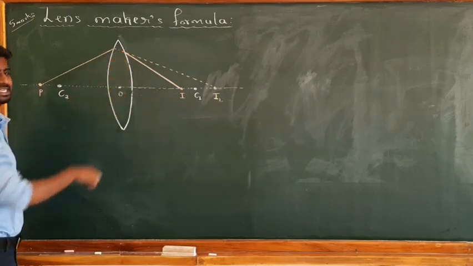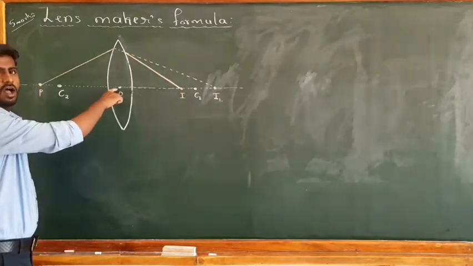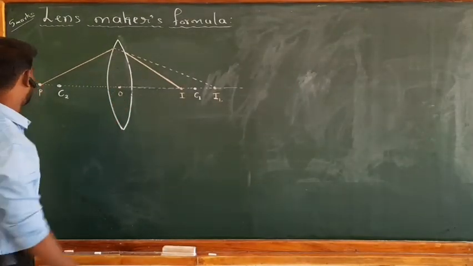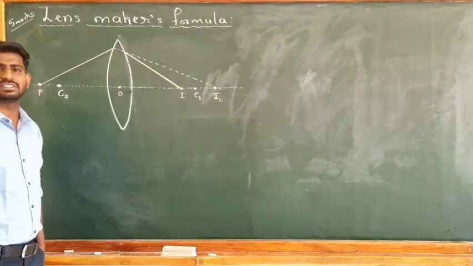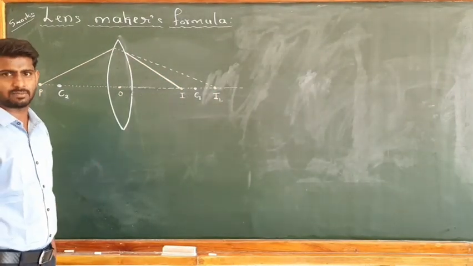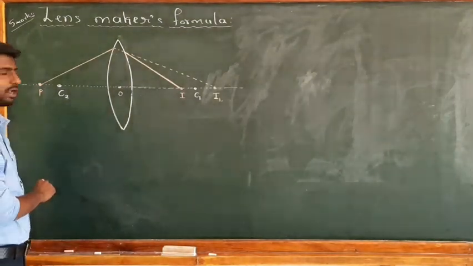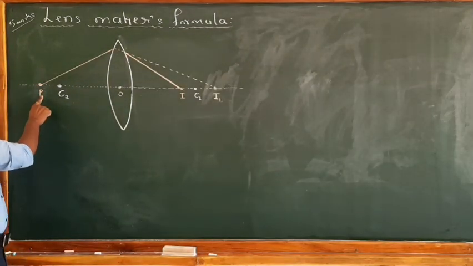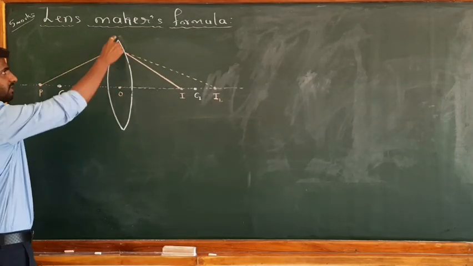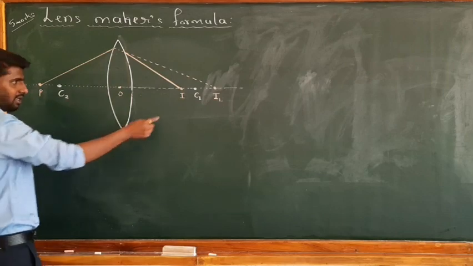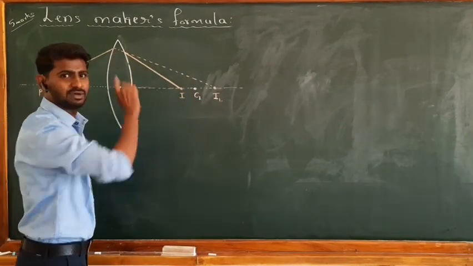This is a convex lens, and this is the optic center O. And here, this is a point object, which is kept on the principal axis. I say this position as P. And here, this is C2, center of curvature of the second surface. And this is C1, center of curvature of the first surface.